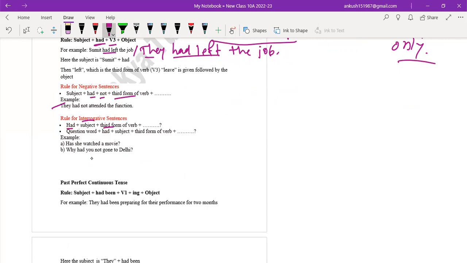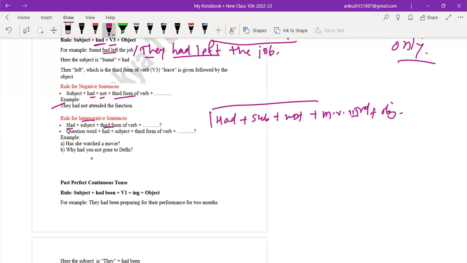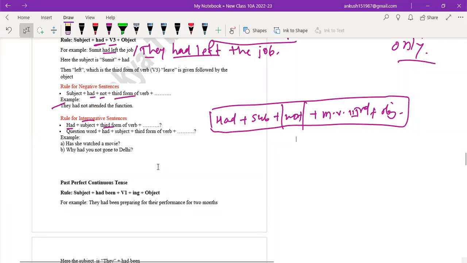And suppose you have to make the negative interrogative sentence of past perfect tense, so you have to use had plus subject plus not plus main verb third form plus object. Okay, this is the simplest structure for making the interrogative sentence in the negative sense.